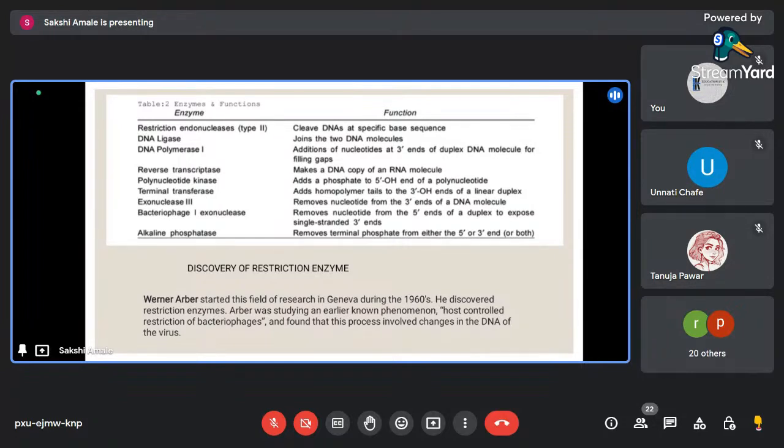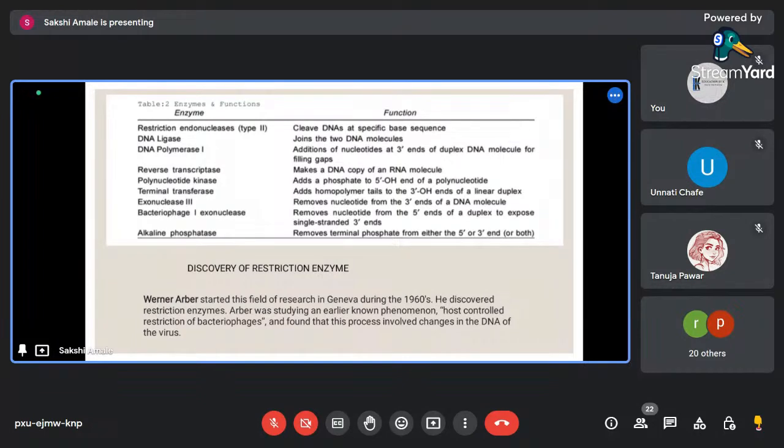Sixth, terminal transferase, whose function is adding homopolymer tails to the 3 prime OH ends of a linear duplex. Exonuclease 3 removes nucleotides from the 3 prime ends of a DNA molecule. Bacteriophage lambda exonuclease removes nucleotides from the 5 prime ends of a duplex to expose single stranded 3 prime ends. And last enzyme is alkaline phosphatase, whose function is to remove terminal phosphate from either the 5 prime or 3 prime end or both.